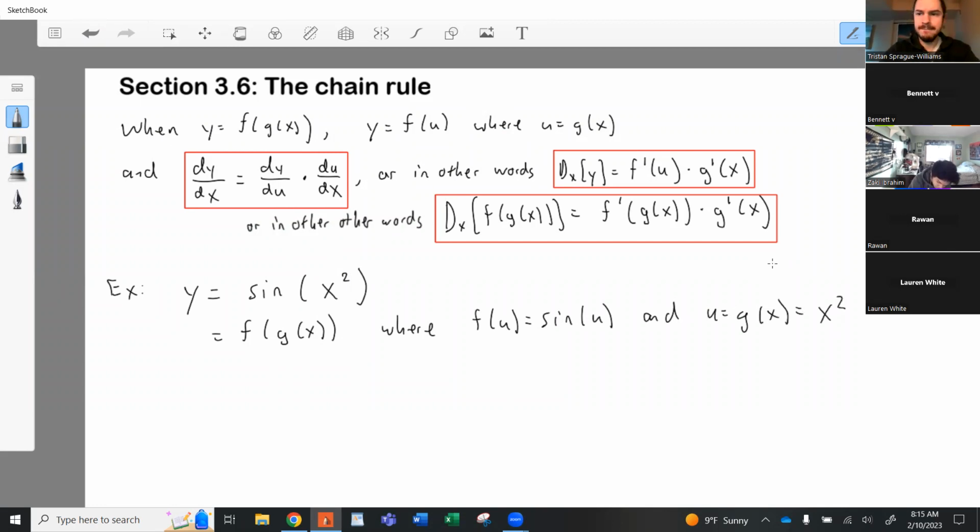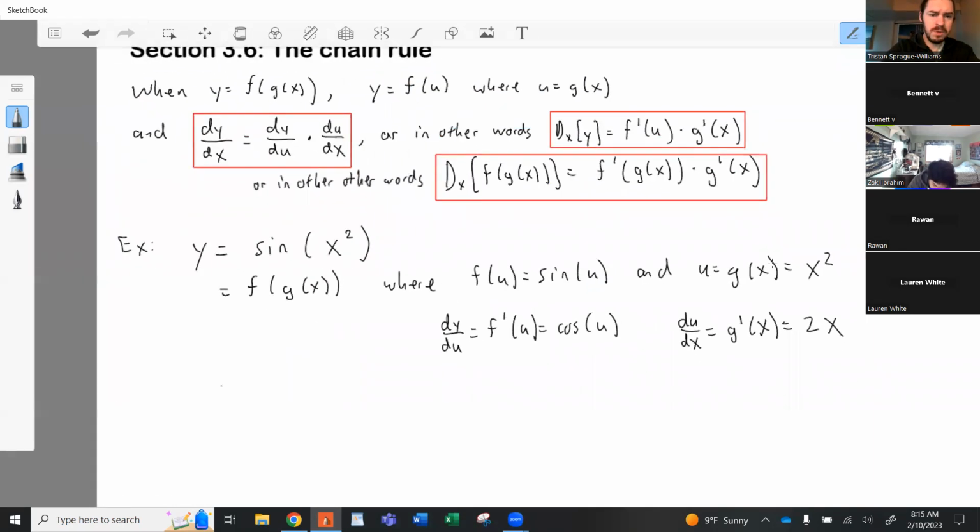Okay. So if we ask what is the derivative of y with respect to u, it's the same as asking what's f prime of u. That's the derivative of sine of u here. That's cosine of u. And then if we ask what's the derivative of u with respect to x, that's the same as g prime of x. That's the derivative of x squared, which is 2x. And now what we do, we apply the chain rule.